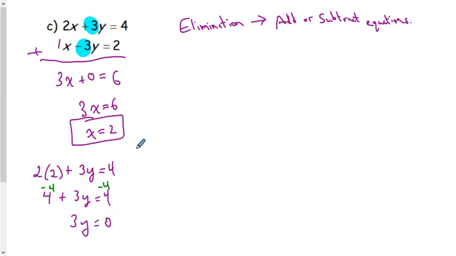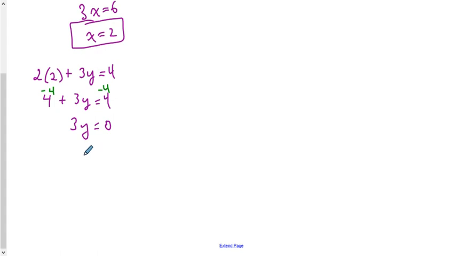So what's y? Well, let's divide both sides by 3 to get a y there. 0 divided by 3 is still just 0. So y is 0. If y is 0, 3 times y is also 0. Okay, so my point of intersection is going to be x value of 2, y value of 0.